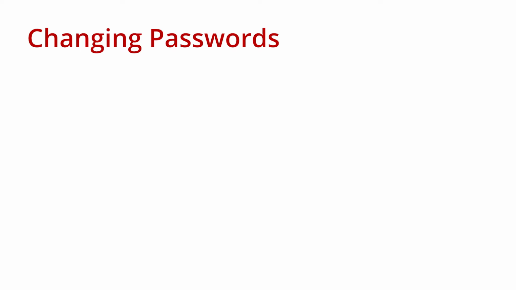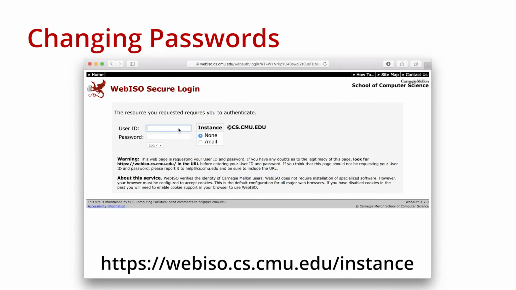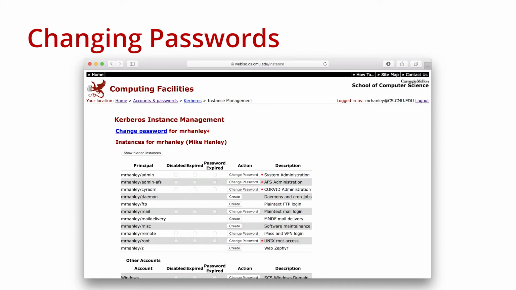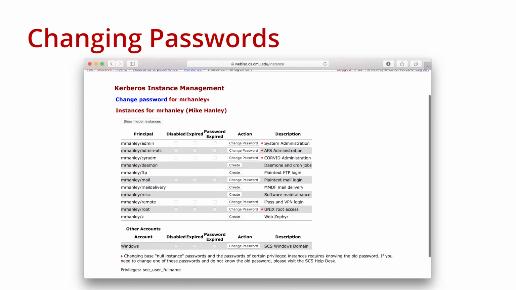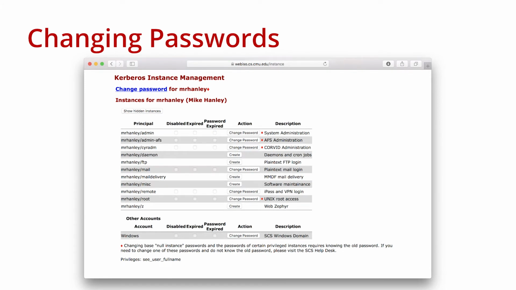Password changes for your SCS Kerberos password can be completed using the Online Instance Manager at webiso.cs.cmu.edu/instance. You will need to sign in using your main SCS Kerberos password. Once logged in, you will be able to change your Kerberos password as well as your SCS domain password if you have one. The Instance Manager may also display a number of additional legacy Kerberos instances. These are generally no longer used, and setting a password for them will have no effect.